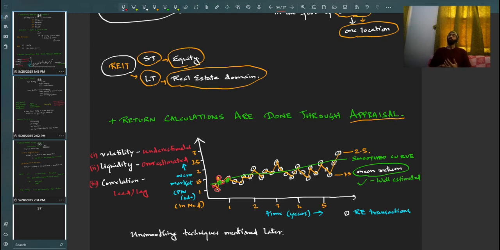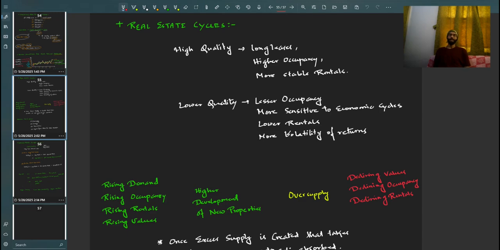Now, to solve this problem, we need to unsmooth the curve, and unsmoothing techniques are mentioned in a later section. So we'll talk about that later. But first, let us discuss the cyclicality in the real estate domain. Real estate cycles. Now friends, real estate is mainly driven by a balance of supply and demand. And this balance actually works differently for properties with different kinds of qualities.